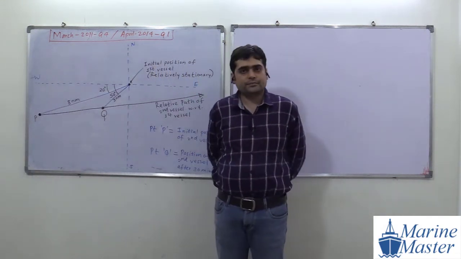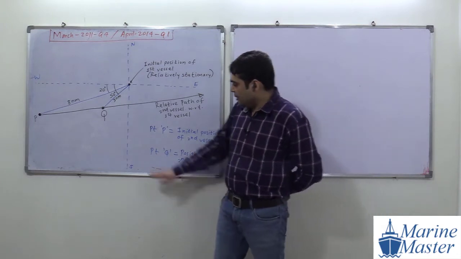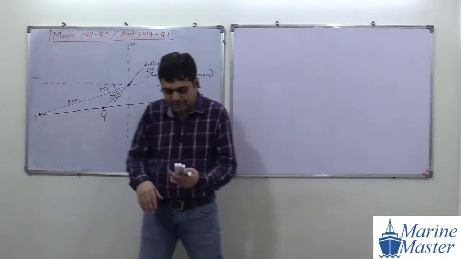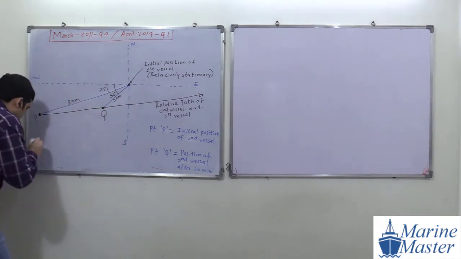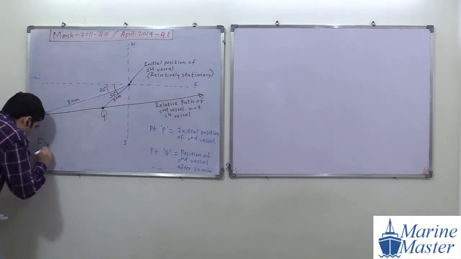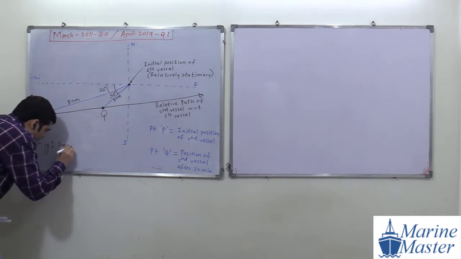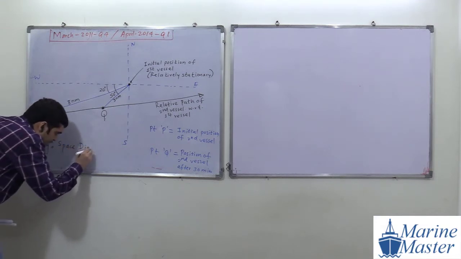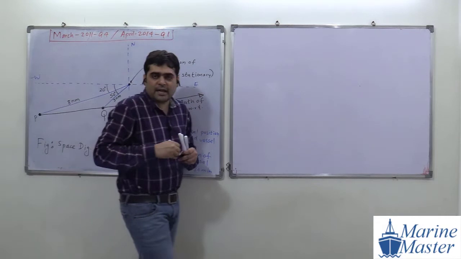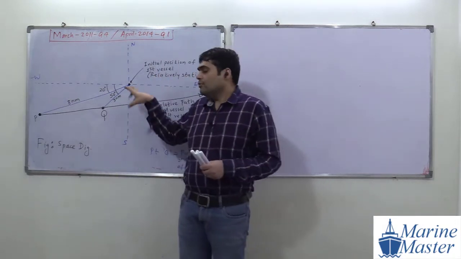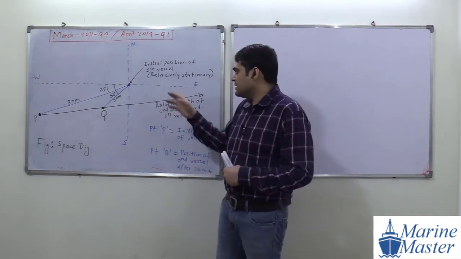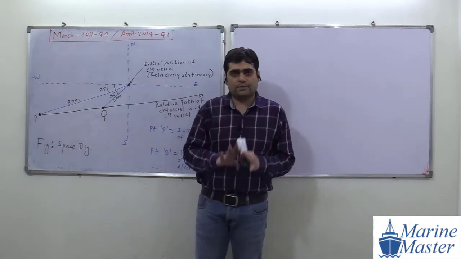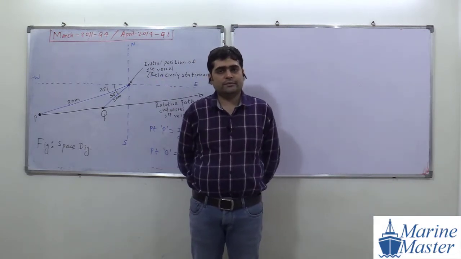Observe here. What is the name of this figure? The name of this figure is space diagram. And what is the meaning of space diagram? In a space diagram, one vessel is stationary and another one is moving. Stationary means on that vessel there is an observer. Anyone have any doubt here?